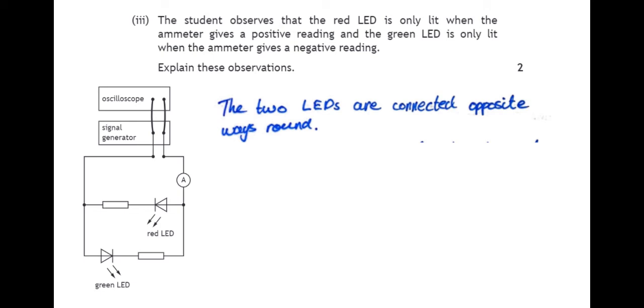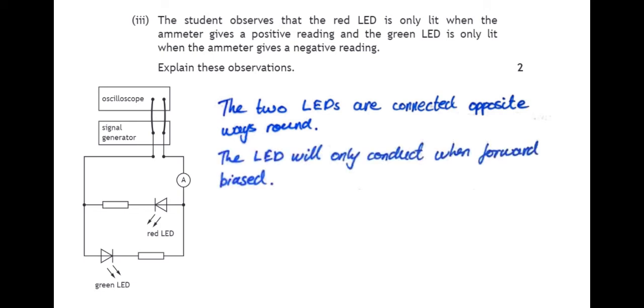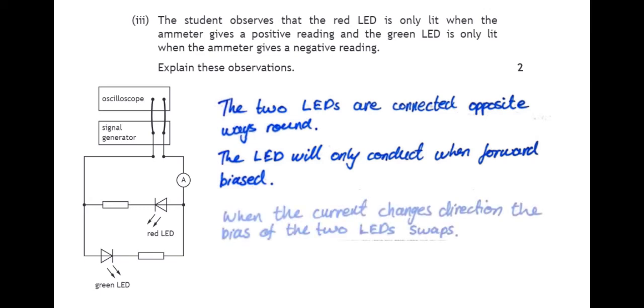So since the 2 LEDs are connected the opposite way round, one will allow current to flow when it's flowing in one direction, and one will allow current to flow when traveling in the opposite direction. So as the LEDs will only conduct when forward biased, when the current changes direction in this alternating current, the bias of the 2 LEDs swap over. So one would light when the current is passing one way, and the other would light when the current reverses and is passing the other way.